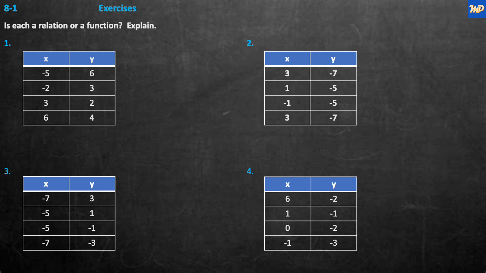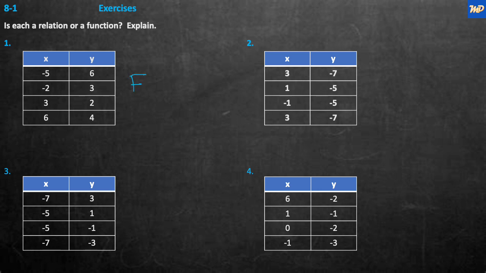Okay, for our last slide, exercises. Is each relation or a function? Let's explain. Let's see if we can figure this out as easy as possible here. So what are the rules here? Here are our domain values. The x are the domain values. And if we look down the domains, in this case, we have a -5, a -2, a 3, and a 6. None of these repeat. Since none of these repeat, it does not matter what the range value is relative to those numbers. This has to be a function.